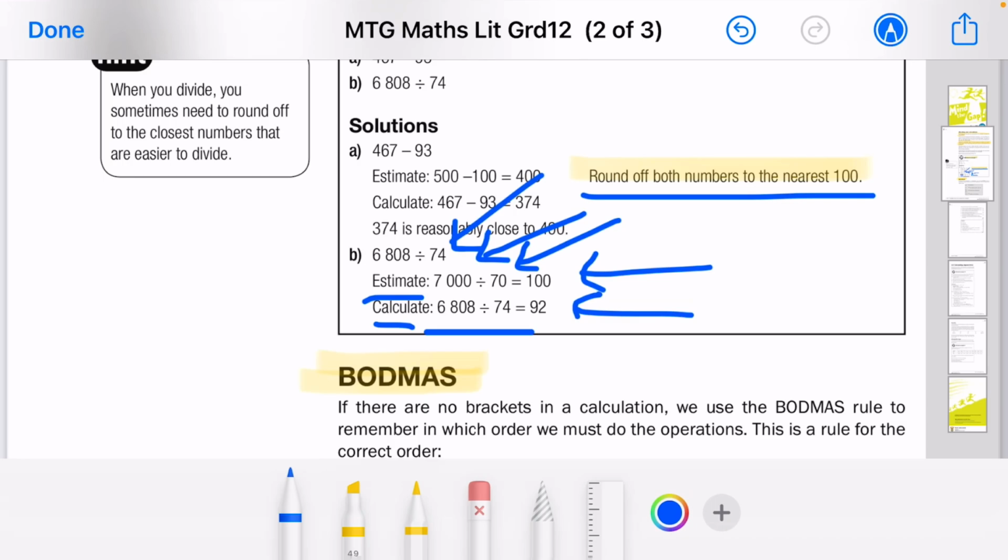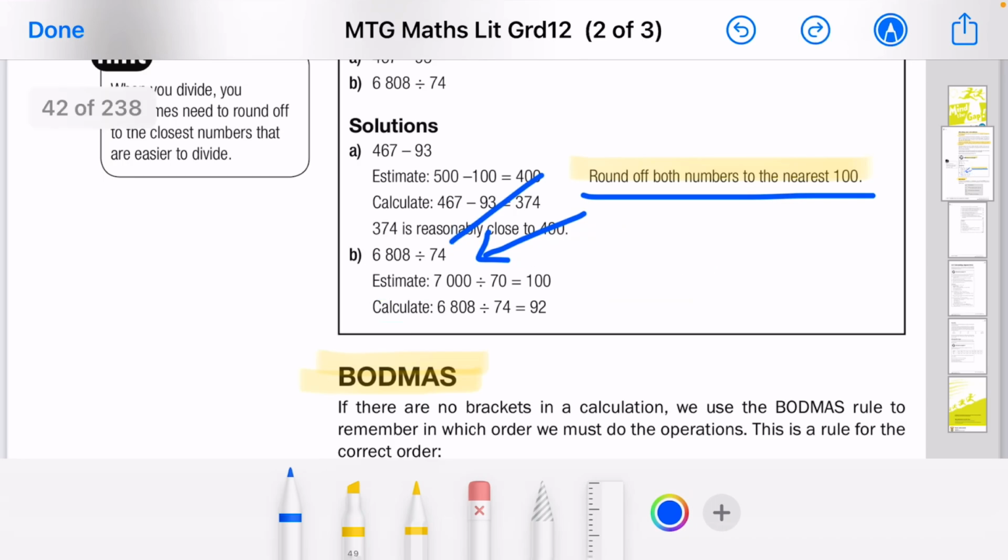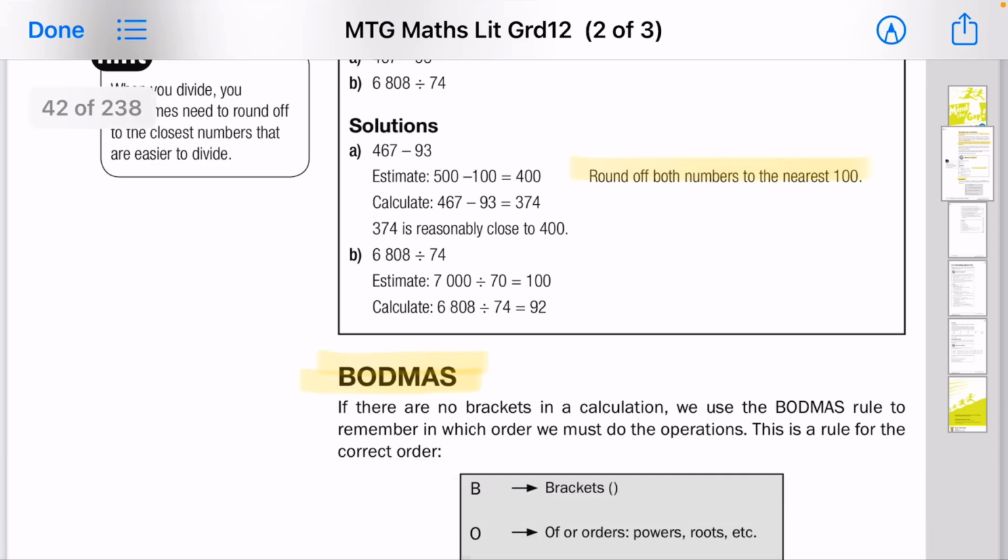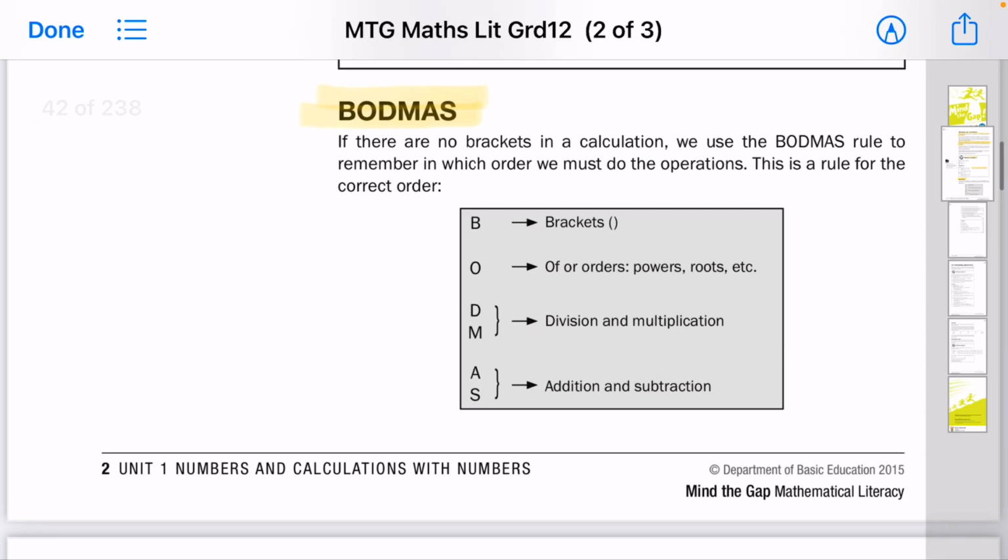So you can also make a similar comment, ladies and gentlemen, to say 92 is reasonably closer to 100. So it's more like you're saying the calculated value is closer to the estimated value. Okay, so ladies and gentlemen, that's all I wanted to say regarding that worked example. So now let's move on to BODMAS.